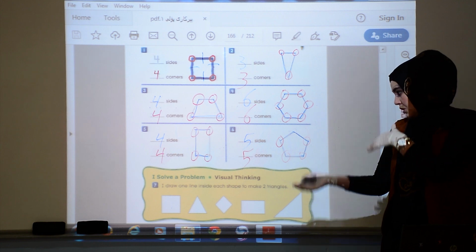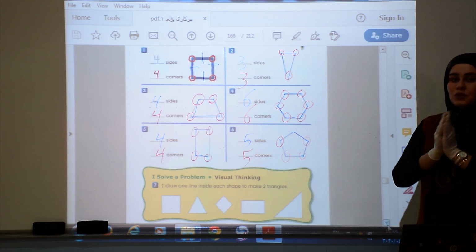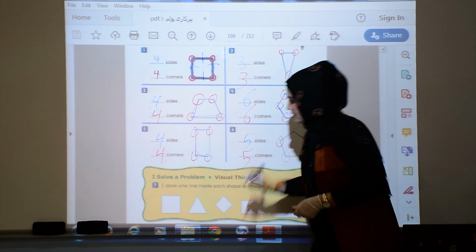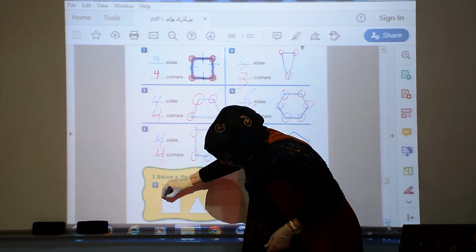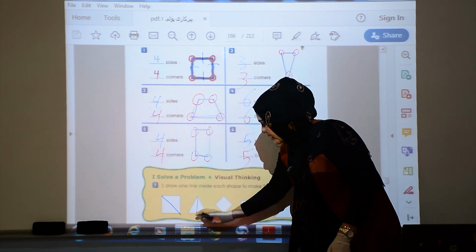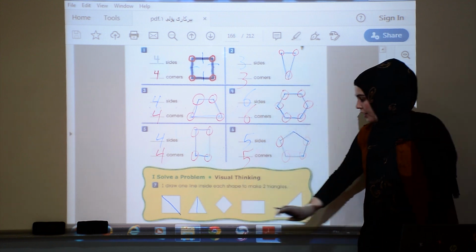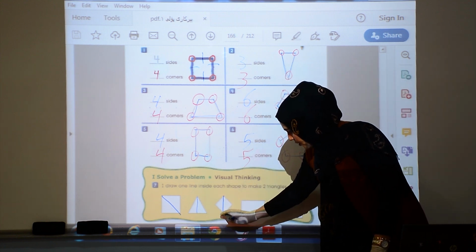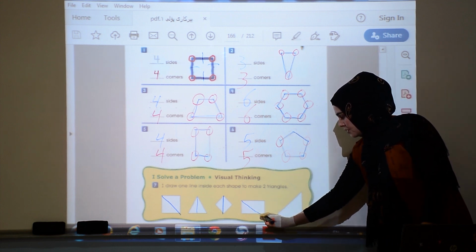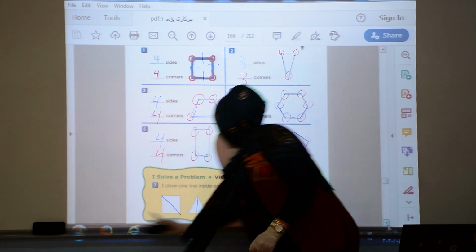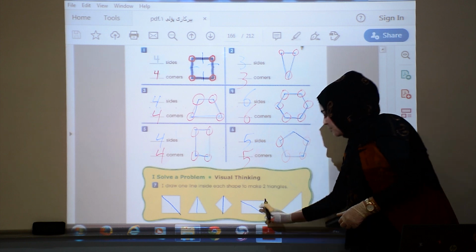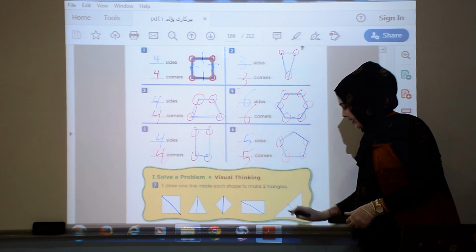I change it, I make from each one 2 triangles. Okay, from the square I make 2 triangles, so I draw a line, and from there I make it into equal parts. We get 2 triangles, and also I draw a line, and from there also, so I'm sorry, and also from there I have 2 triangles.